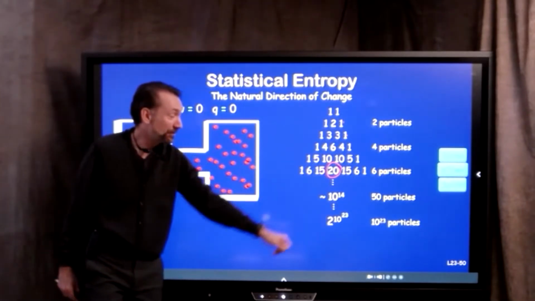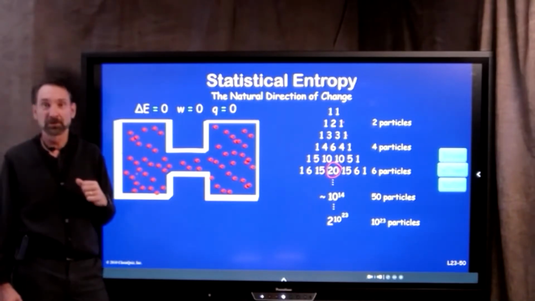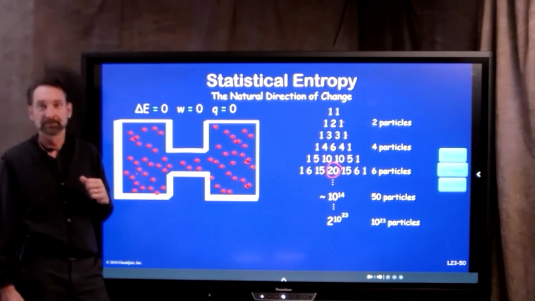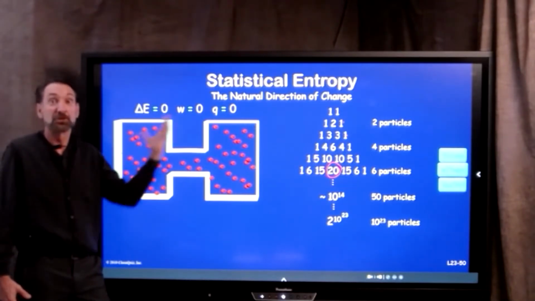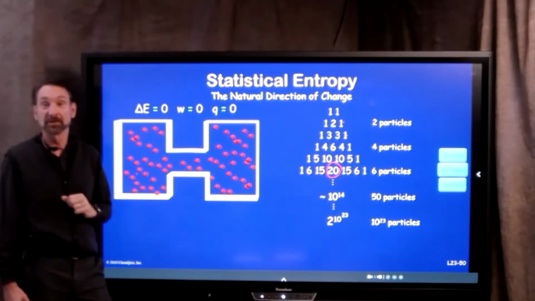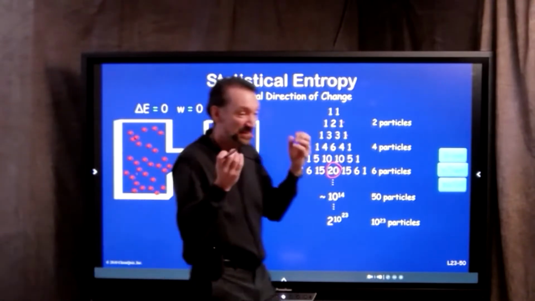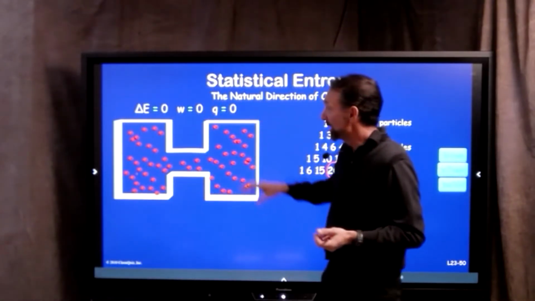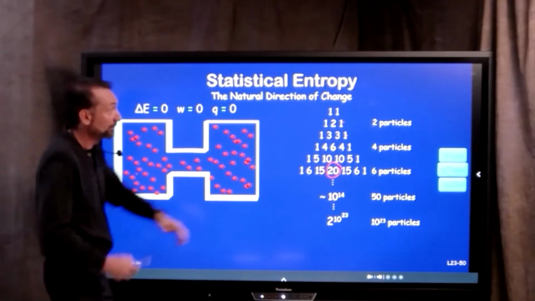So there's virtually zero chance you're ever going to see the particles over on one side, even though it's energetically the same. There's just too many ways to do them spread out over the other configurations. So what we have is a lot of states available to the system. We have what we call microstates, and the microstates are what we've gone through.